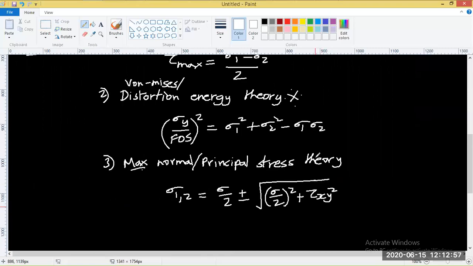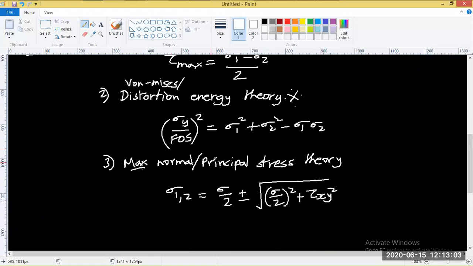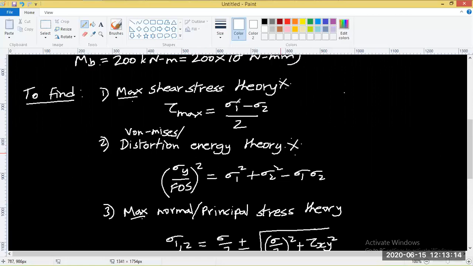So according to the importance, we need sigma 1, sigma 2 first, right? So what we'll do, we'll first start by applying the maximum principal stress theory, that is maximum and minimum. Later on, whatever values you get, we'll fill in the previous two theories of failure and find out what will be the diameter according to those values, right? So let's start off.